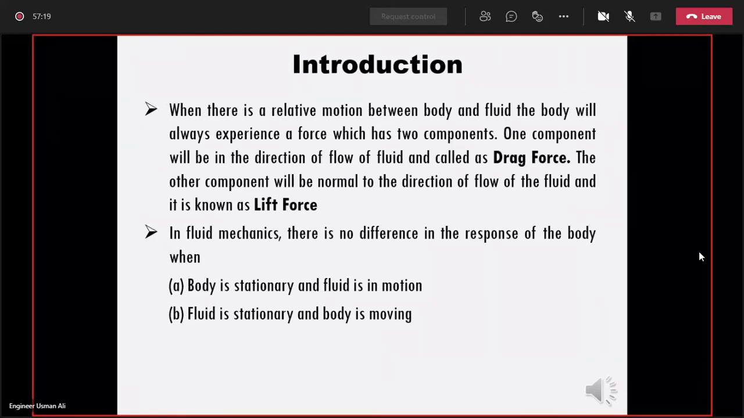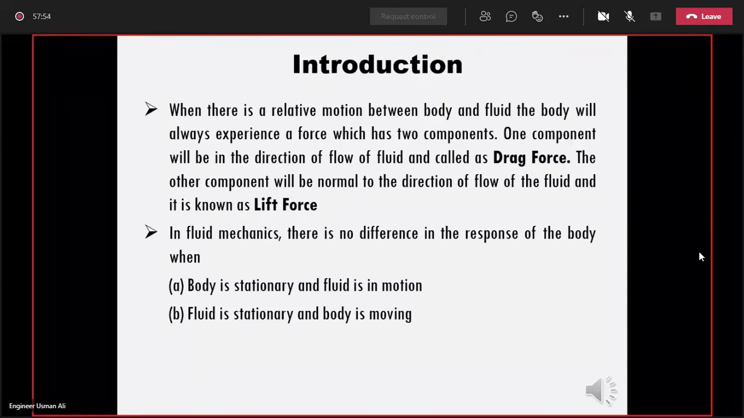Okay, so let us first of all define what sort of force a body will experience when it is moving as an immersed body in a fluid, or when it is kept immersed in a fluid and the fluid is moving. Wherever there is a relative motion between body and fluid, the body will always experience a force which has two components. One component is in the direction of flow of the fluid and it is called a drag force, and the other component, which is normal to the direction of flow of the fluid, is known as a lift force.